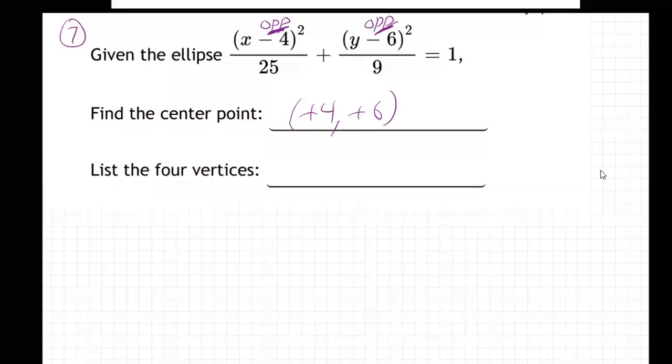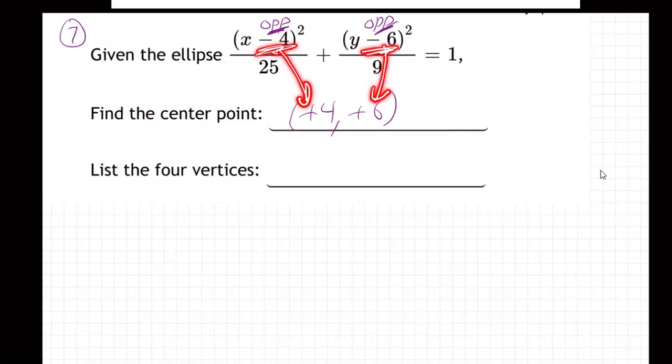You have to put parentheses around those with a comma in the middle because that's a point. It's got an X and a Y value, and that's the center of the ellipse. So I take opposite, opposite. Opposite of -4 is +4, opposite of -6 is +6. So there's the center of the ellipse, 4, 6.